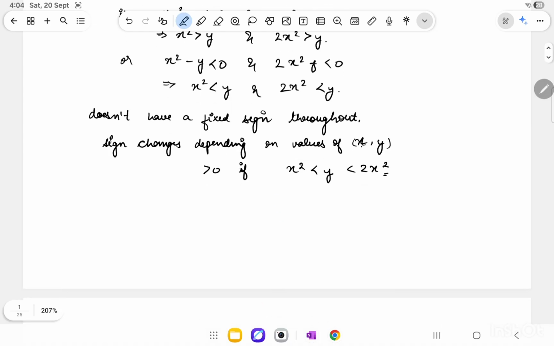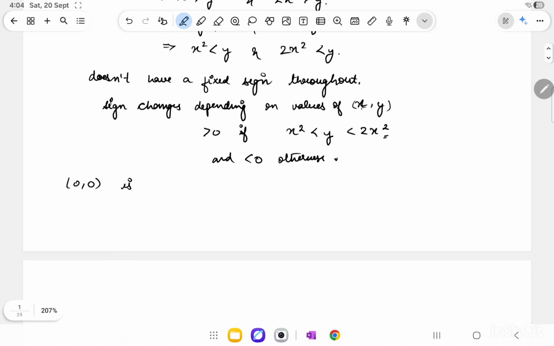So we can say that (0, 0) is not an extrema point. That is, it neither achieves a maximum value nor a minimum value. That is, it is neither a maxima or a minima point.